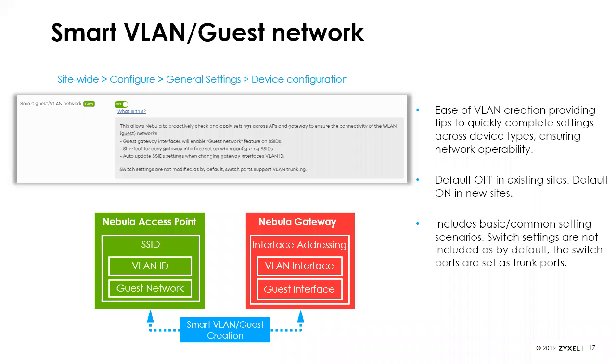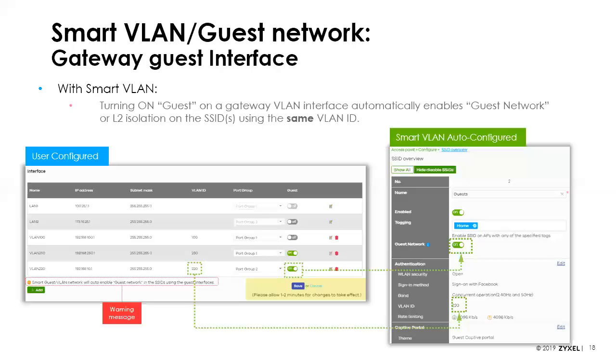I should stop here. One thing I do want to highlight is that it does not set up any switch settings. By default, all switch ports are set up as trunks. So you will still need to manually set up your switch ports and VLAN interface on the switch. This is just showing the gateway guest interface here. If you've got Smart VLAN enabled, when you turn on guest on the gateway VLAN interface, it'll automatically set up the SSID as a guest SSID that's configured to use that same VLAN tag.